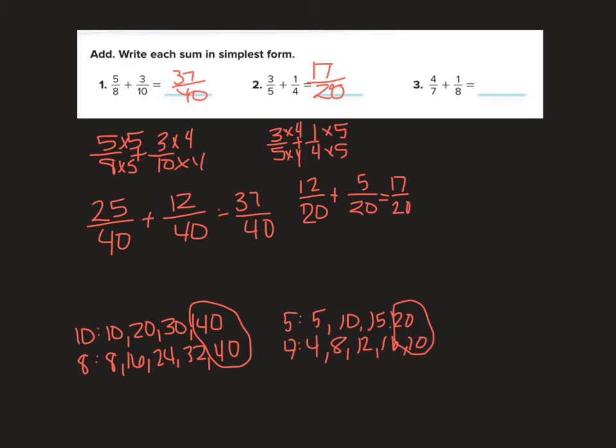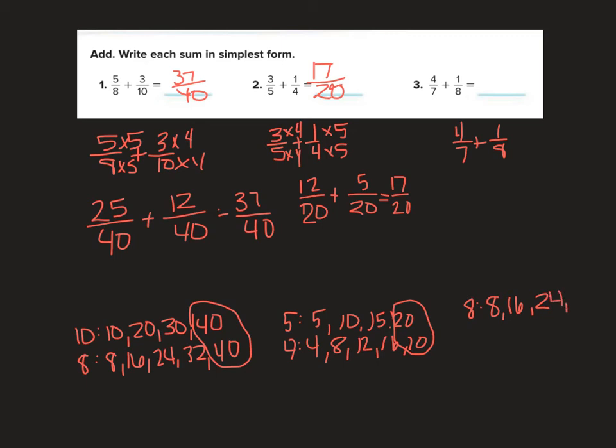Okay, let's try another one here. 4/7 plus 1/8. Okay, where are 7 and 8 going to intersect? Let's count by 8s. It's fresh in my brain. I've done it quite a few times down here. 8, 16. And I'm asking myself each time I write down a multiple of 8, does 7 go into that? Does 7 go into that? Okay.